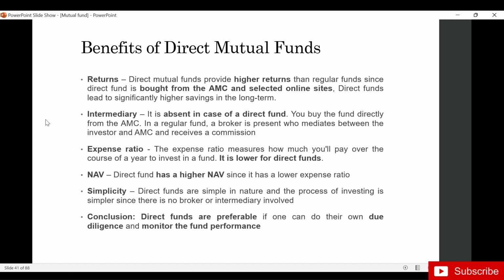The second one is the lack of an intermediary. As you know, an intermediary is absent in the case of a direct fund because you are buying the mutual fund directly from the asset management company, whereas in a regular fund, a broker is present who mediates between the investor and the AMC.